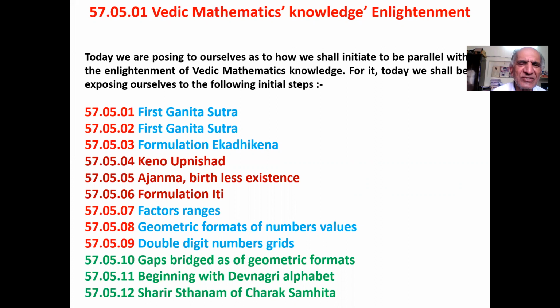First is the first Ganita Sutra. Second is about the first Ganita Sutra's first formulation. Then we are having insight about this Ekadhikena formulation. From here, we shall be transcending to Keno Upanishad. Then we shall be posing to ourselves about the formulation Aj, which means birthless existence. A step ahead, we are trying to be parallel with formulation Iti.